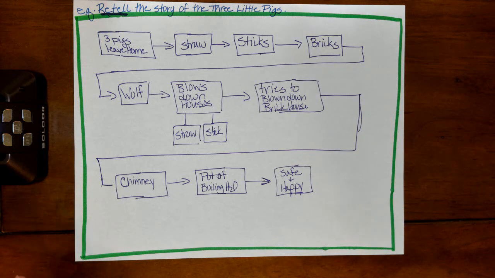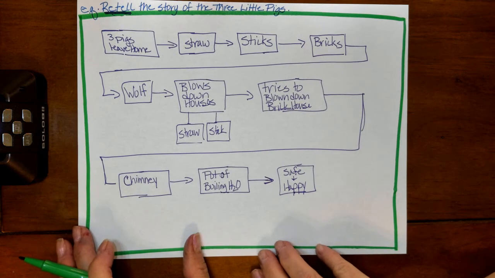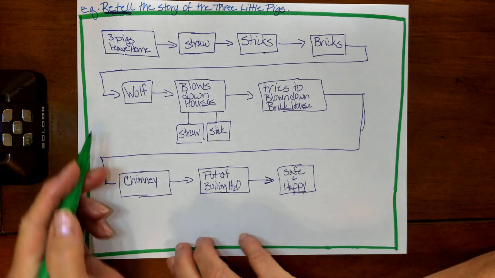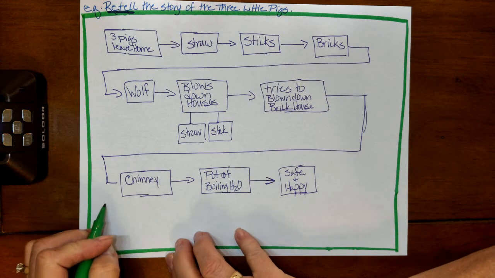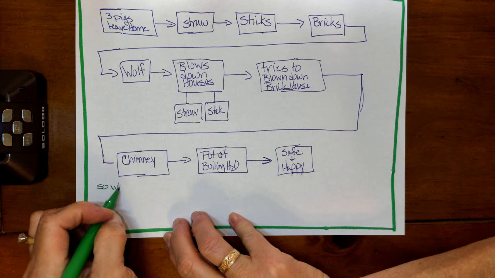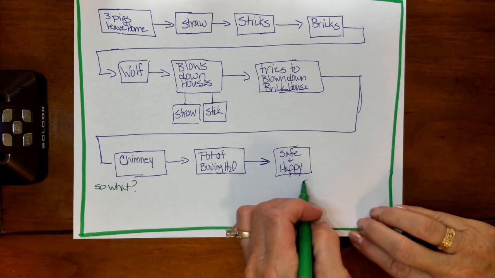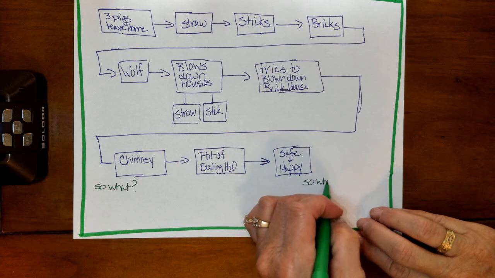So let's talk now about doing the so what and the so why for our flow map of the story of the three little pigs. And I didn't really leave myself enough room up top, so I'm just going to put it down here. The so what. I'll put my so why over here.